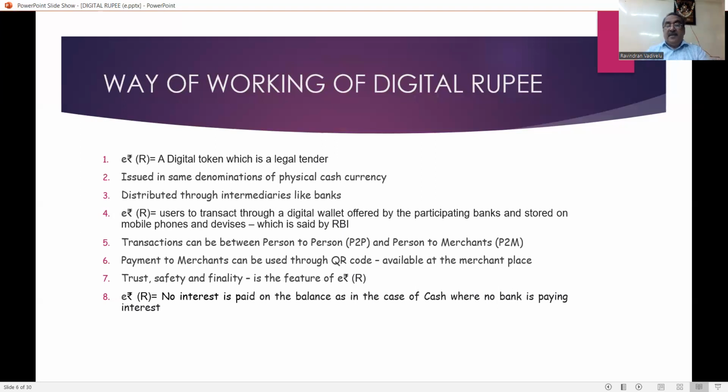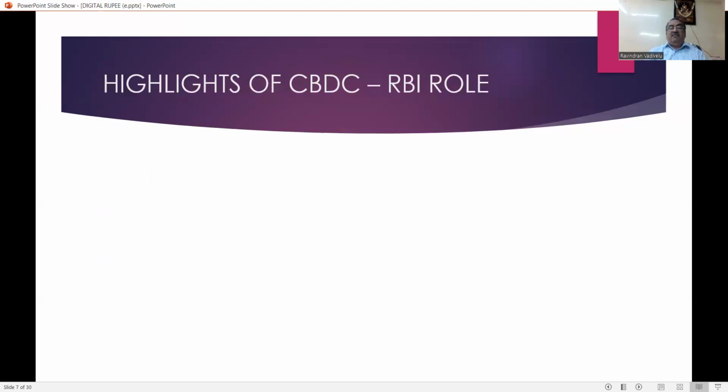So at present, in India, no interest is paid on the balance, as in the case of cash. For cash, suppose we have cash of 2000, no interest is paid. Just like that, if you have digital rupee, you will not be paid any interest. But it is there in some other countries and not in India. So far we have discussed the digital rupee and the important highlights of CBDC, central bank digital currency.